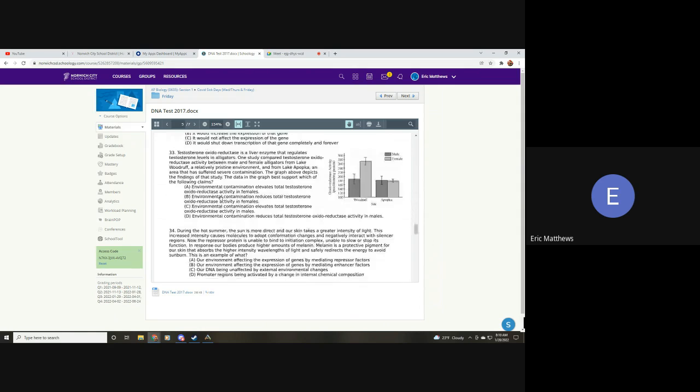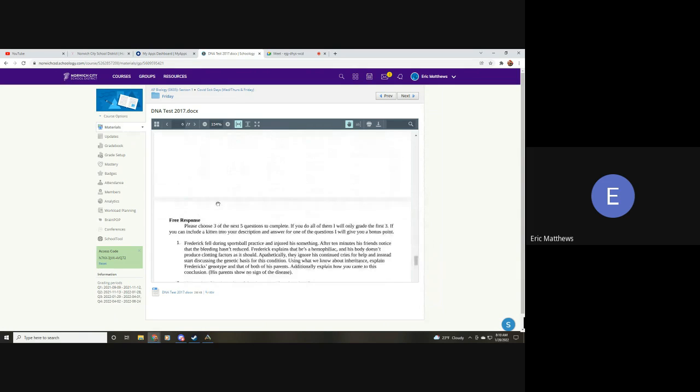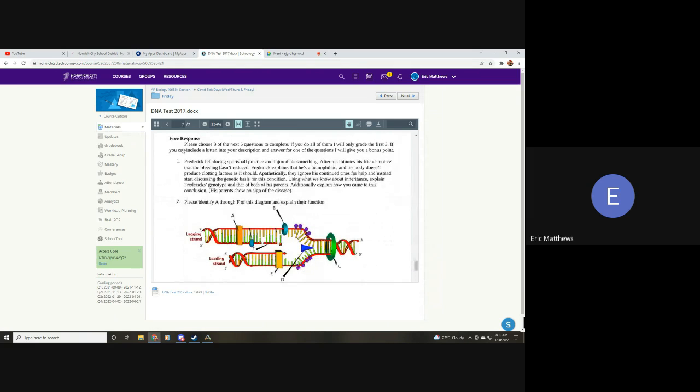When you get down to the end, the last page, there are 5 free response questions here. Now, because this was a test, it says choose 3. I don't want you to choose 3. I want you to be able to try to get an answer for 4 of them.